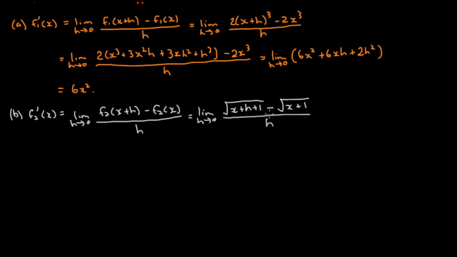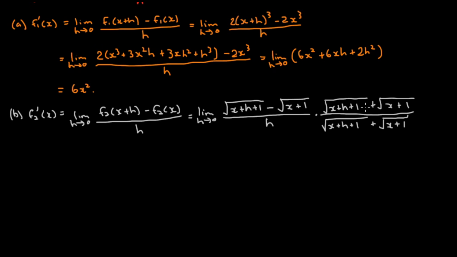Well, this numerator is not so easy to simplify as it was in part A because of these square root signs. So we need to get rid of the square root signs, and we can do that by multiplying by this fraction, square root of x plus h plus 1 plus square root of x plus 1 all over the same expression, square root of x plus h plus 1 plus square root of x plus 1. So in effect we're only multiplying by 1 here.